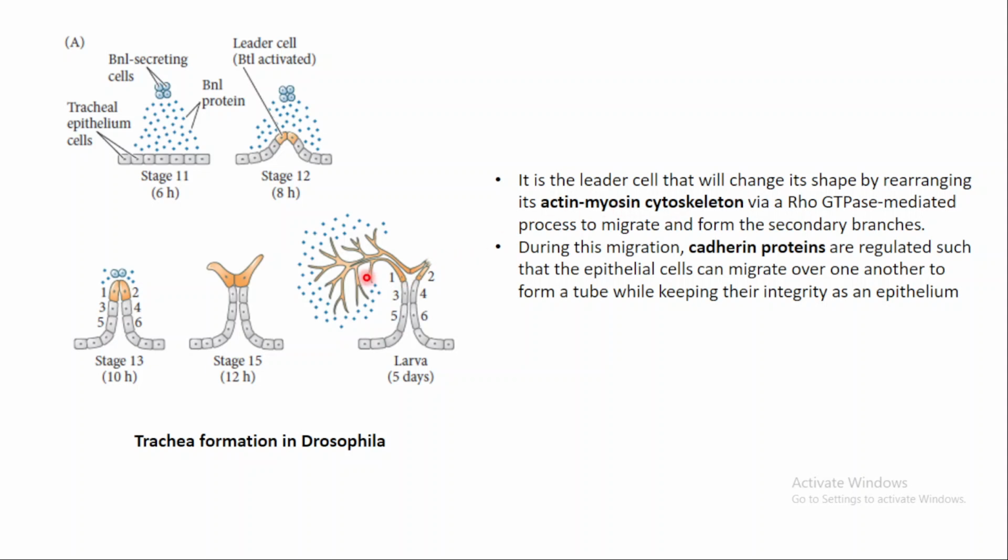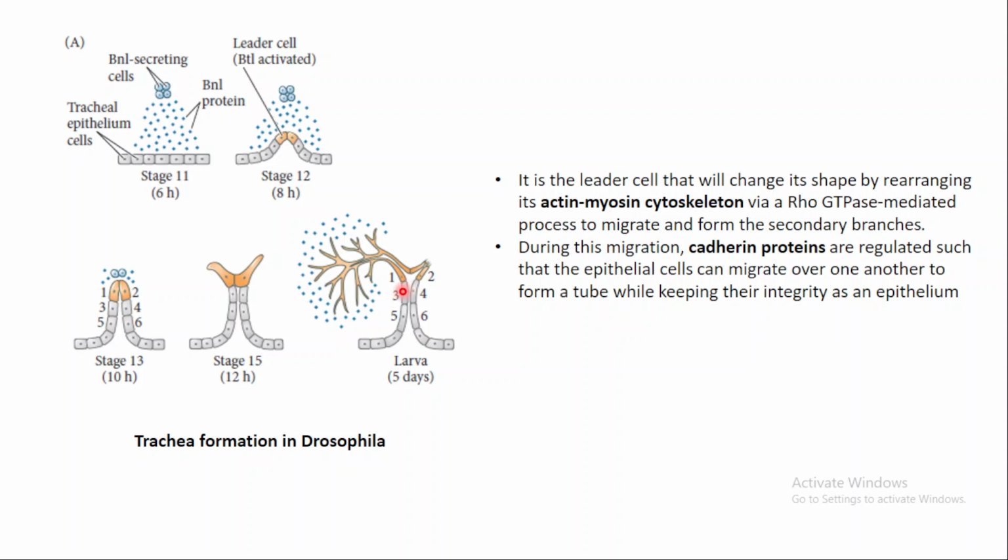shape change and morphological change by rearranging its actin myosin cytoskeleton via a Rho GTPase mediated process to migrate and form the secondary branches. So there is involvement of again Rho GTPase, there is actin myosin cytoskeleton changing, and during this migration, cadherin proteins are regulated such that epithelial cells can migrate over one another to form a tube while keeping their integrity as an epithelium.